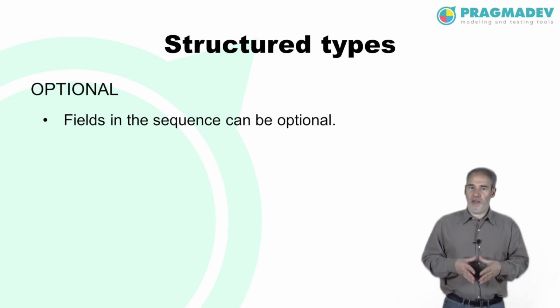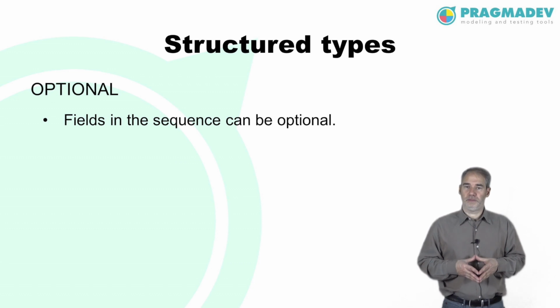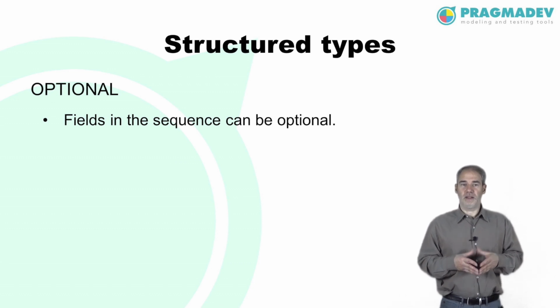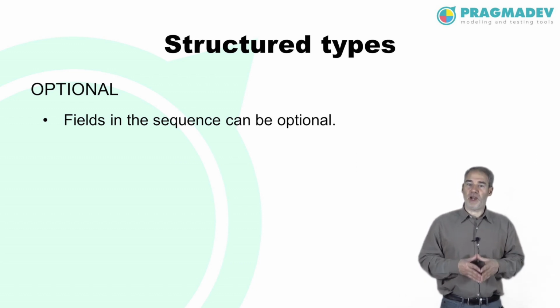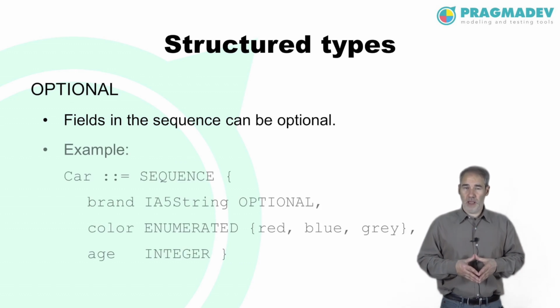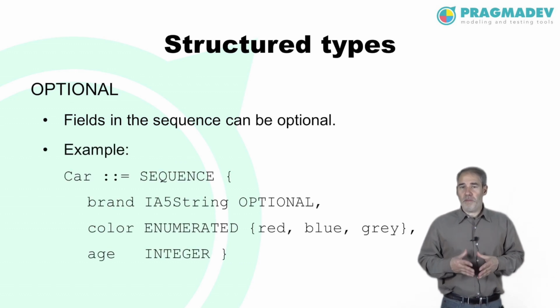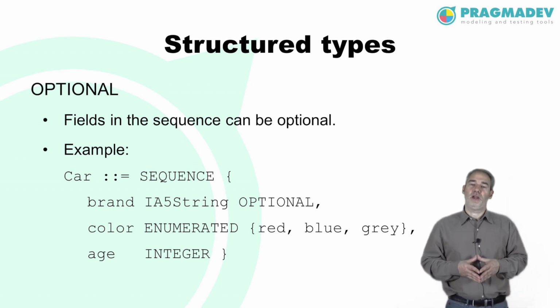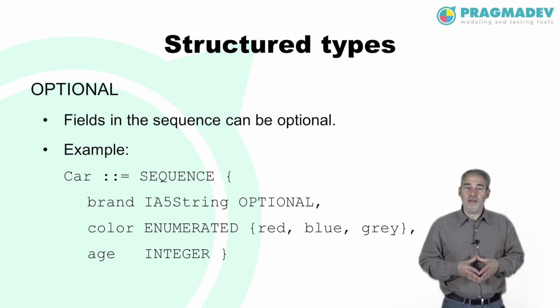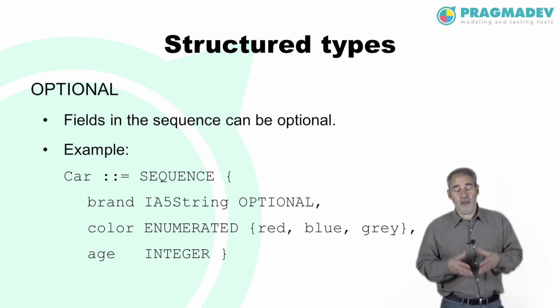Some fields in the sequence can be optional. To indicate this, the optional keyword is put right after the type name of the field. From an abstract point of view, making a field optional is similar to leaving its value undefined. When encoding the type, the optional fields, if not defined, do not have to be encoded, and a lot of bandwidth is saved.